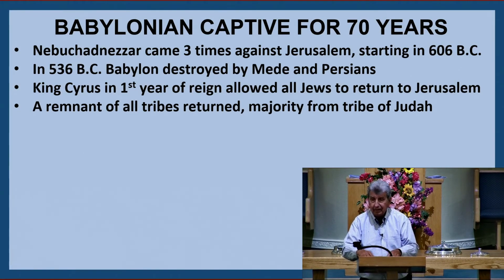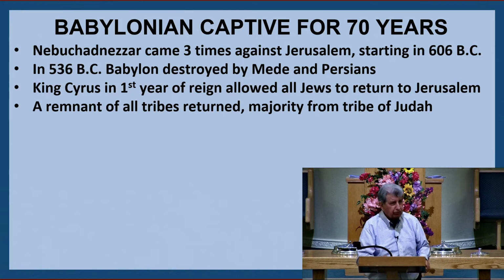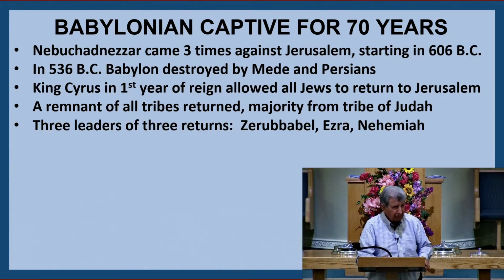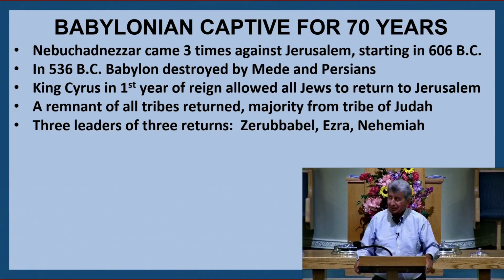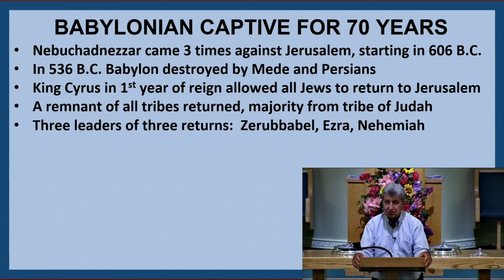Now then, they returned under 3 different leaders. And the names are there on the screen. That might help you if you're able to read the words that are there. There were 3 different waves of Jews that returned. There is Zerubbabel, and at the time that he came back, there were some 40,000 that came.